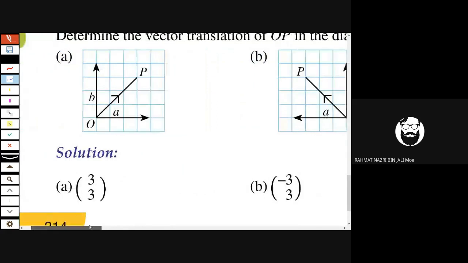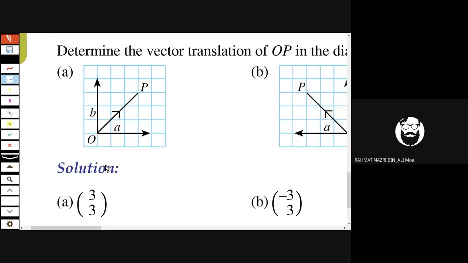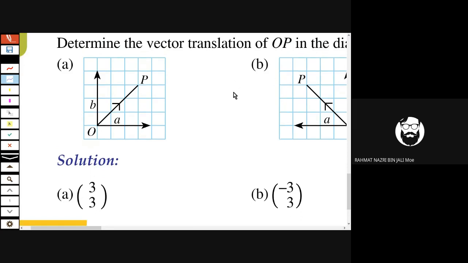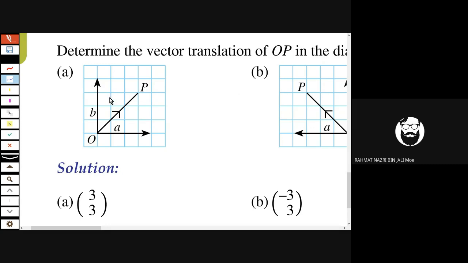Okay, kemudian example 6. Determine the vector translation of all P in the diagram below. Okay, this is the answer. Before that, let me find out where is the original. The original point is at center, located at center here with 0, 0. And then this is the image. Translation O to P.